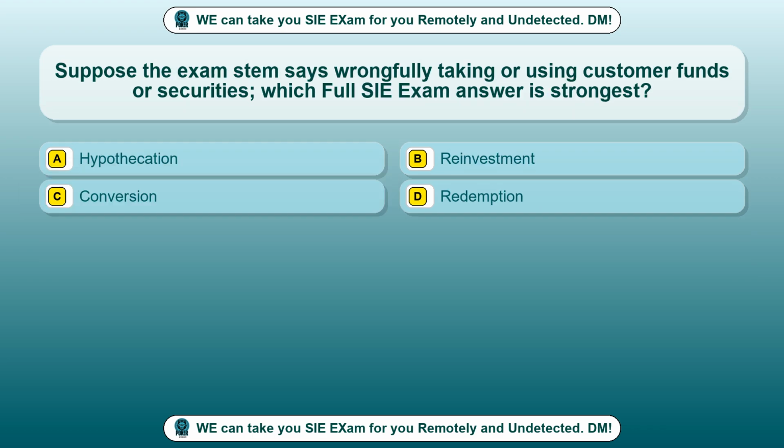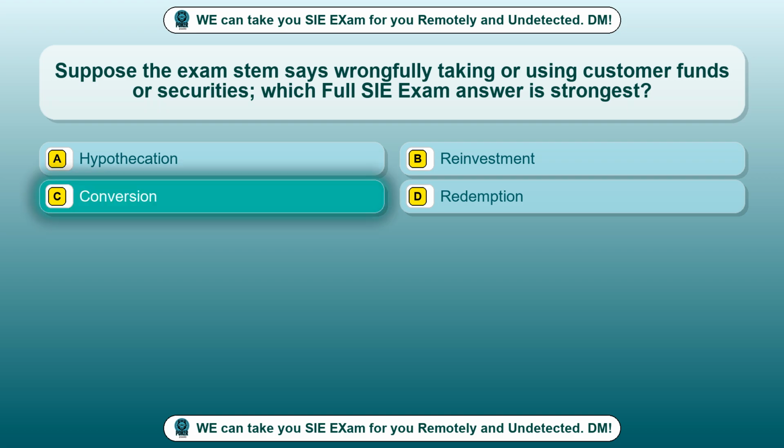Question 57. Suppose the exam stem says wrongfully taking or using customer funds or securities. Which full SIE exam answer is strongest? Option A, hypothecation. Option B, reinvestment. Option C, conversion. Option D, redemption. The correct answer is option C, conversion.